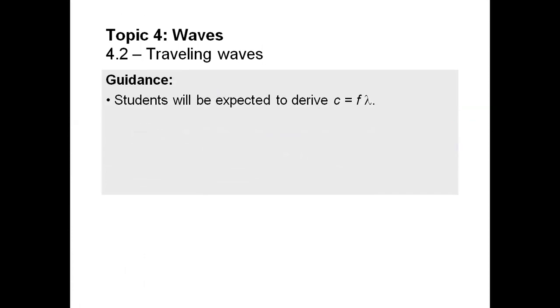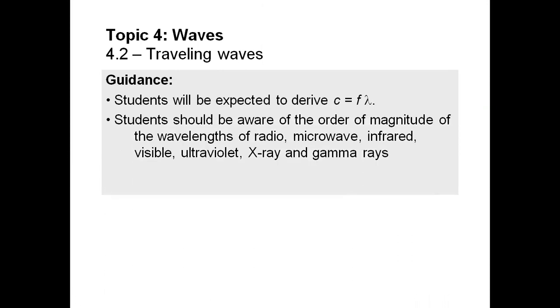At the end of this topic, the students will be expected to derive the wave speed formula, which is equal to frequency times wavelength. And students should be aware of the order of magnitude of wavelengths of radio, microwave, infrared, visible, ultraviolet, X-ray, and gamma rays. So these rays are all electromagnetic waves, and we should know the position of these waves in the electromagnetic spectrum.